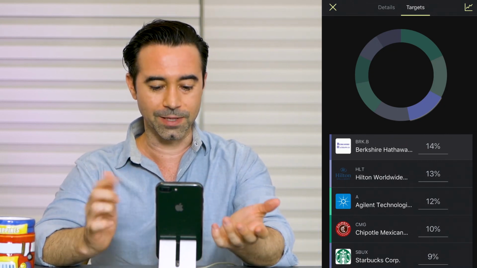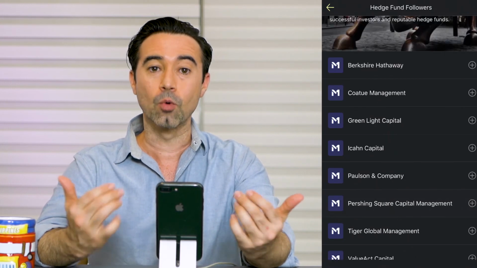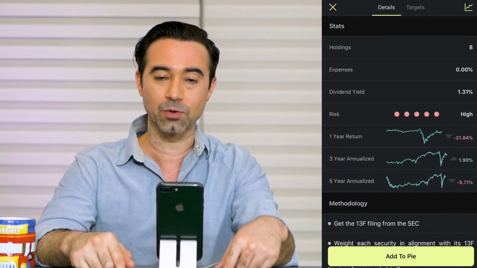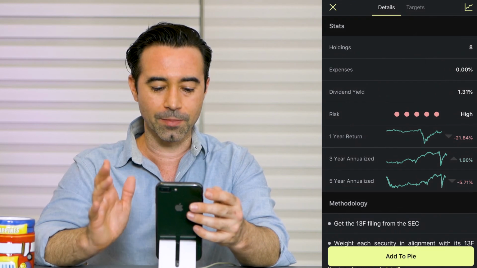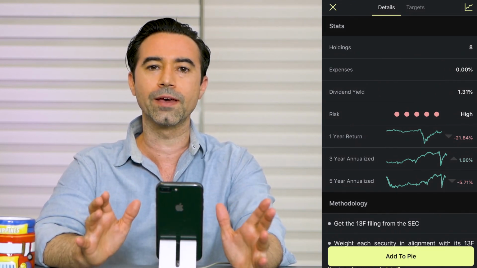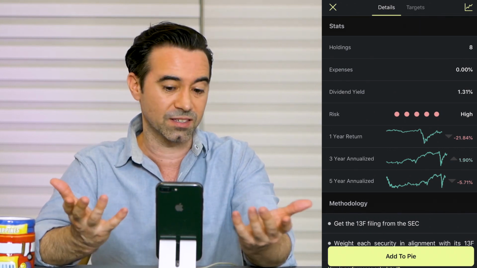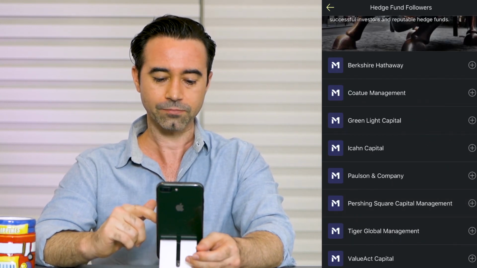So unfortunately, because of that, you're down 21% for the year. Whereas if you were in his actual fund, you would not be down 21% for the year. You might actually be positive. So something to remember here. I like the hedge fund follower thing, but I want to caution you about it, basically, is what I'm trying to say. Go to the next thing.